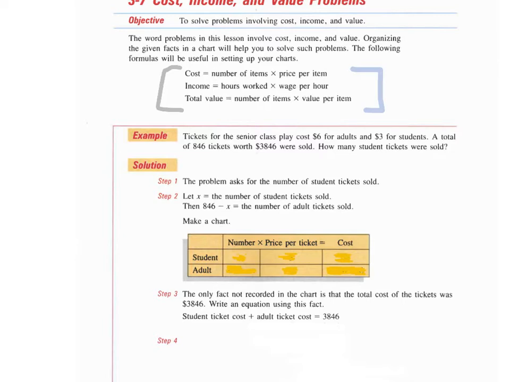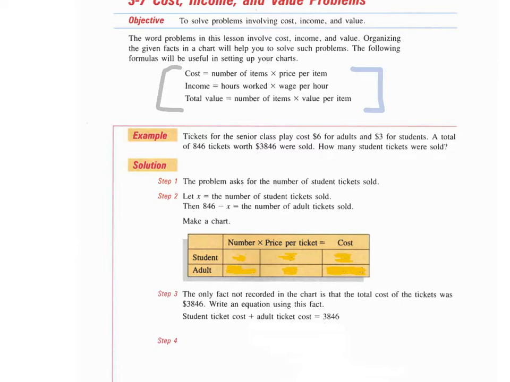So whenever you see the word cost, what that means is the number of items times the price per item. So for example, if you were going to the store and you were buying 5 pencils and each pencil cost 25 cents, you would take the number of pencils, which was 5, and then multiply that by the price, which could have been a quarter, and then you would find out that it would be $1.25. For income, it's the hours worked times the wage per hour. The wage means the amount of money you make per hour. So let's say you have a job and you make $10 an hour, and let's say you work for an 8-hour day, you would do 8 times 10, and you would make $80 for the day.